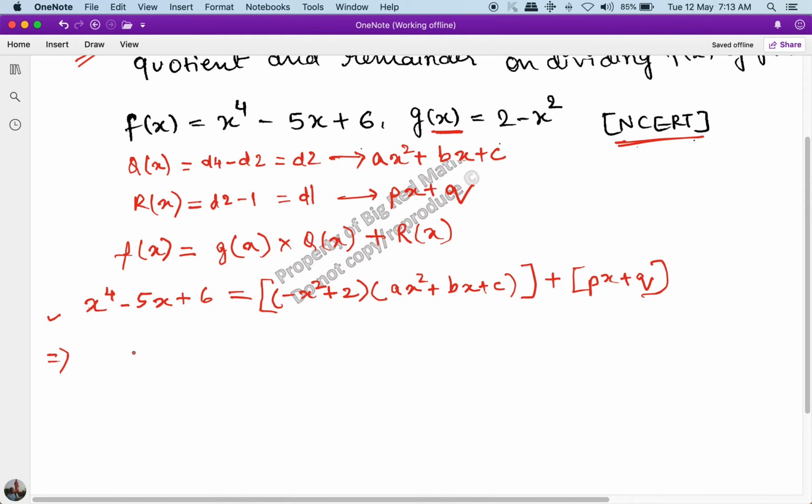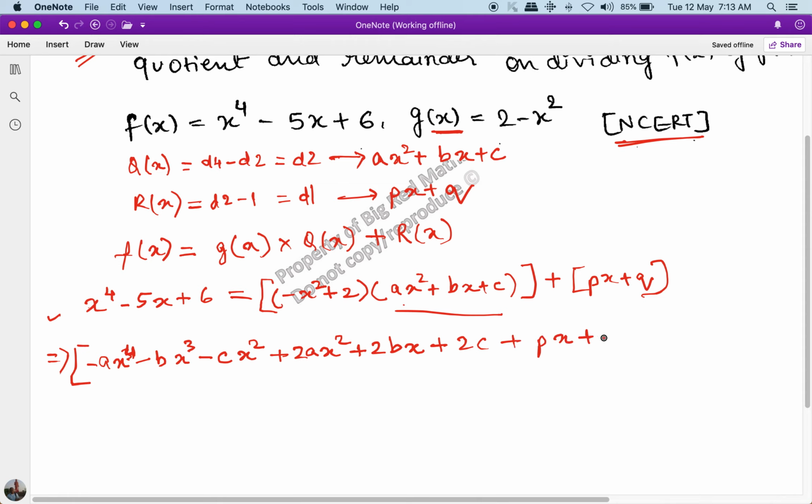So if I multiply all of these three terms first with minus x square and then with 2 and open the bracket, what I get here is minus a x to the power 4, minus b x cube, minus c x square, plus 2ax square plus 2bx plus 2c plus px plus q.